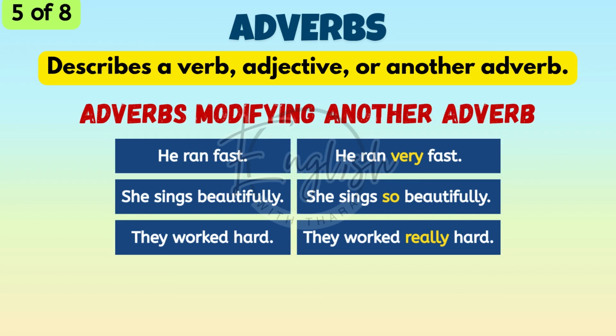Next, let's see adverbs modifying another adverb. Take the sentence, he ran fast. Here, fast is an adverb. We can emphasize it more by adding another adverb. When we do that, it becomes he ran very fast. Here, very modifies the adverb fast, giving more intensity to the action.